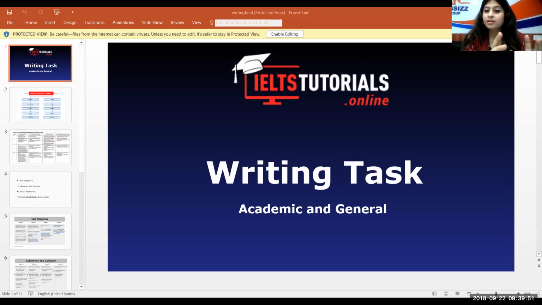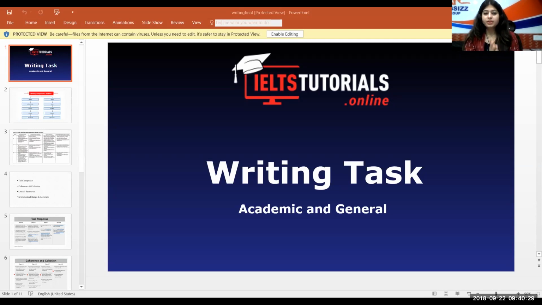Okay. This was all about task response. This is the first criterion. All the 4 criteria hold equal weightage. There is task response, there is coherence and cohesion, there is lexical resource, and there is grammatical range and accuracy. All of these 4 have proper weightage. So you'll be marked out of 9 for task response, out of 9 for coherence and cohesion, for lexical resource and grammatical range and accuracy. The average would be taken and you would be scored out of it.